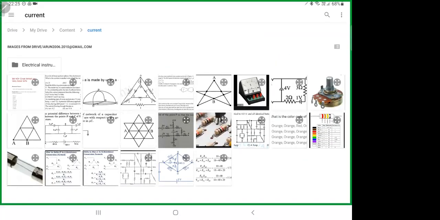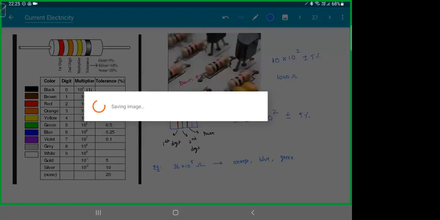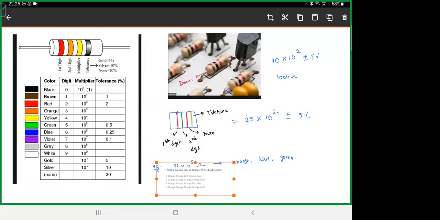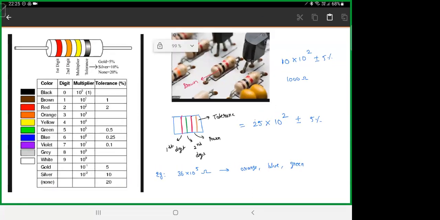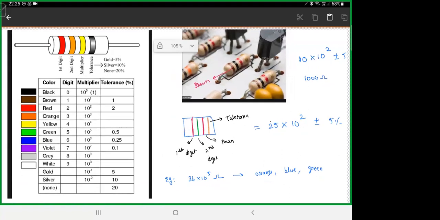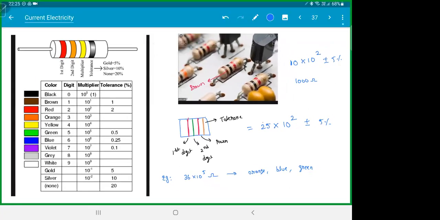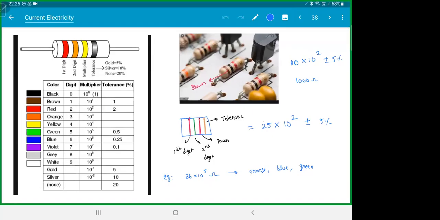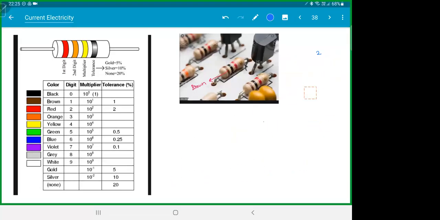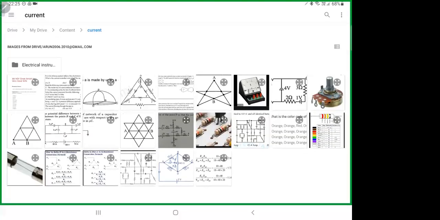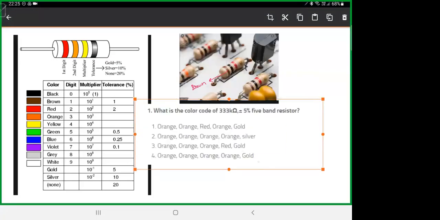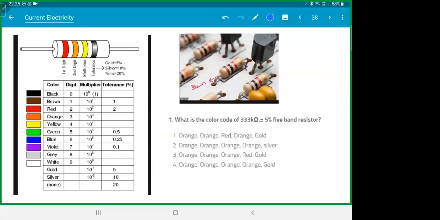Let me show you how they asked a question in the exam. This is how they asked in JEE. They said 333, find the colors. Or they'll give the colors and ask you to find the resistance. If you don't remember this color coding, you will die. Simple marks, you just need to mug it up.